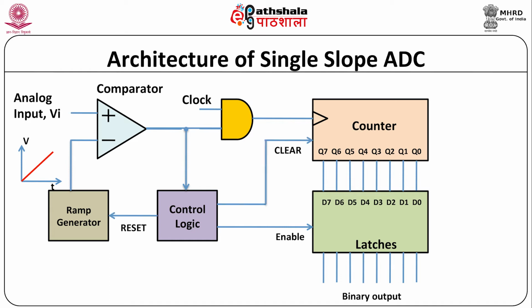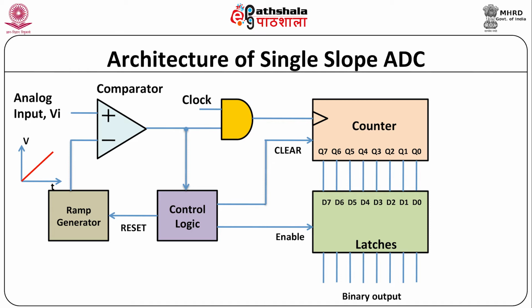Control logic also generates the reset signal to reset the ramp generator so that the output ramp voltage starts from 0 volt. Control logic also generates the clear signal to clear the count in the counter, so that the counter can start counting upward from binary 0. Let us now discuss the working of the single slope ADC.